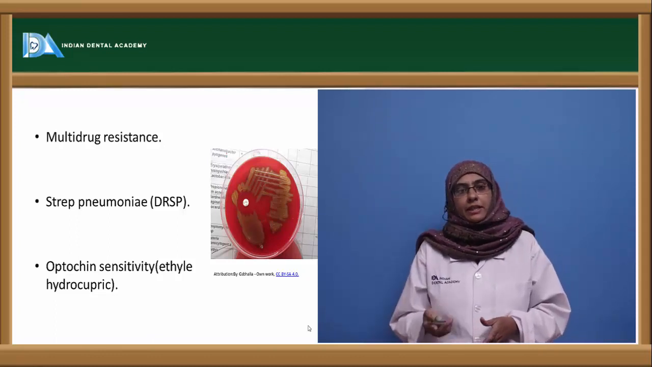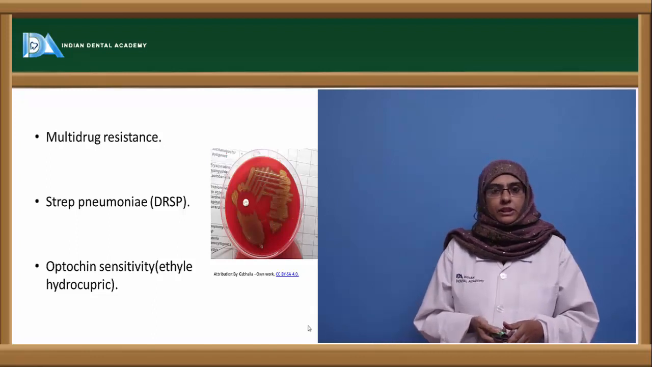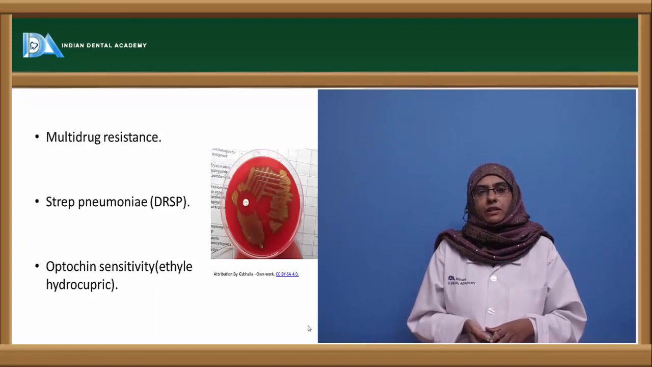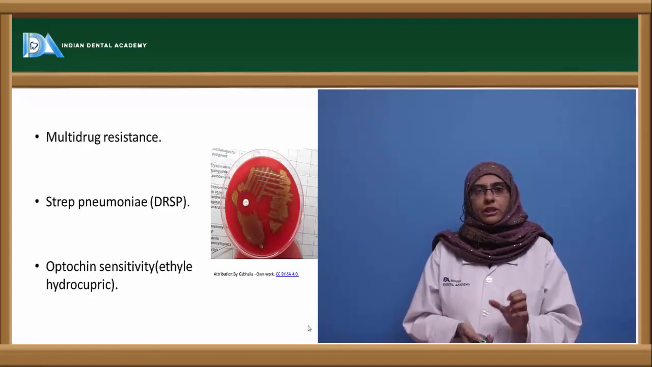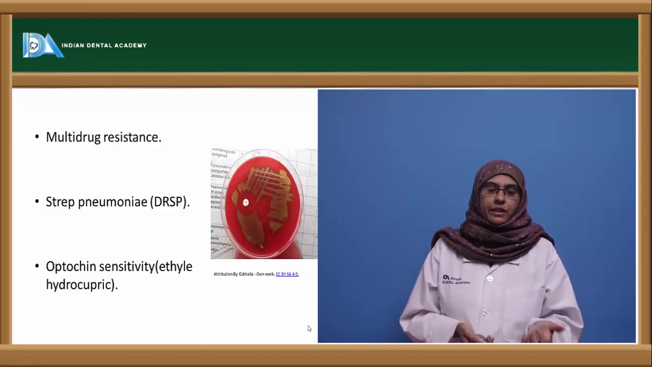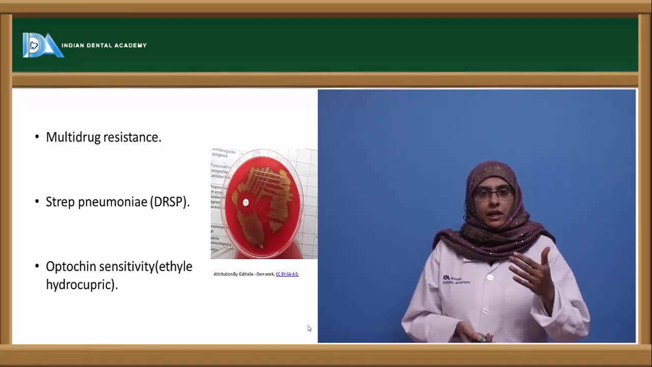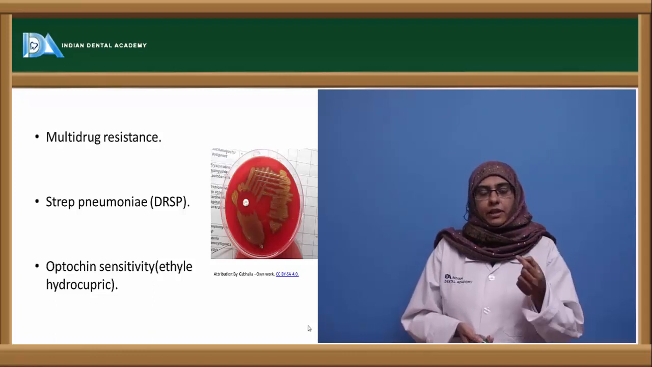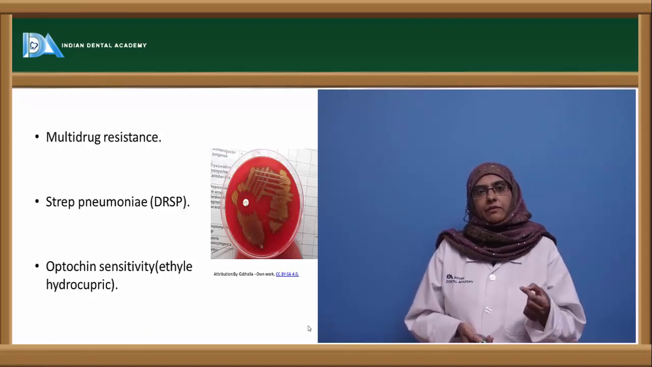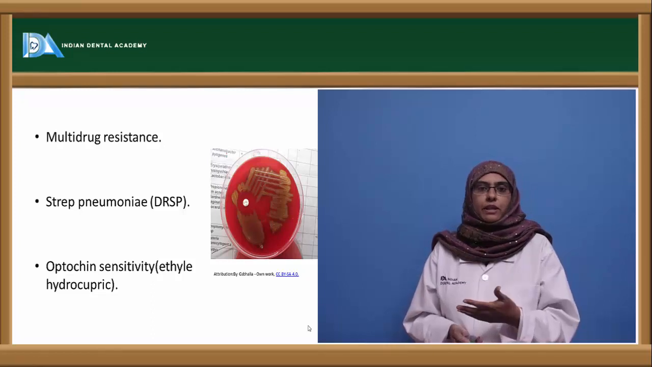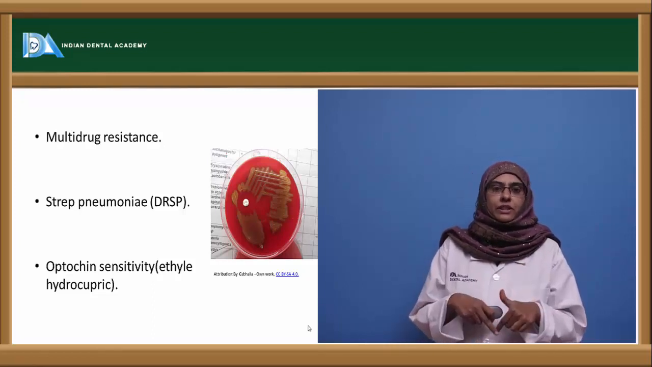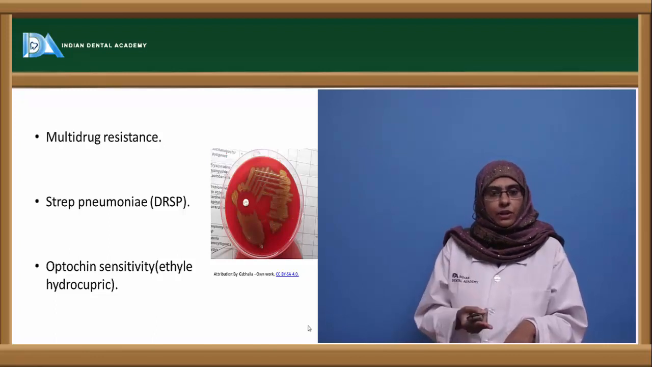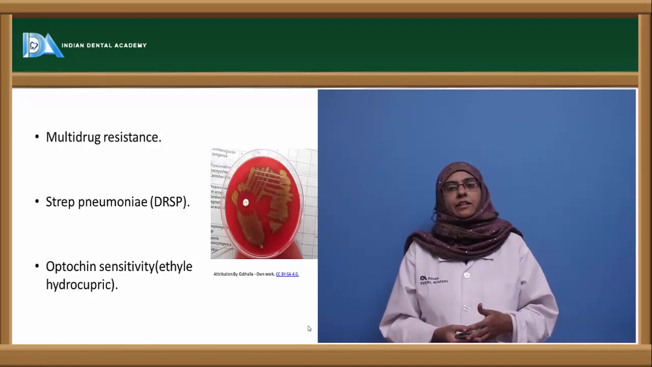The ability to be sensitive towards optochin is another important characteristic feature that helps in identification of the organism. Optochin is ethyl hydrocupreine. When the organisms are inoculated onto a blood agar plate, and a filter paper disc impregnated with optochin is placed and incubated, you can see a clearing zone, which indicates the sensitivity of the organism towards optochin. So this is another important characteristic feature with which we can identify the pneumococcus.